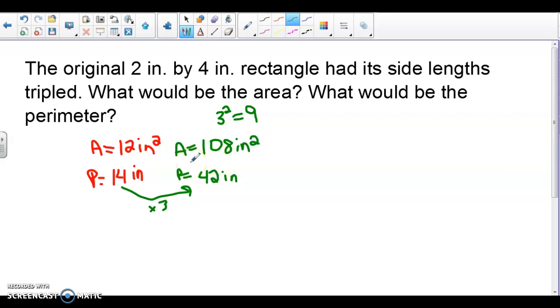So that's what makes it a faster way of doing it. You just multiply the perimeter by what the side lengths are getting multiplied by. Since they're being tripled, it's by 3. So you multiply the perimeter by 3. And for the area, you multiply it by 3 squared, since it's a two-dimensional measurement, which gives you 9. So 12 times 9 is 108.